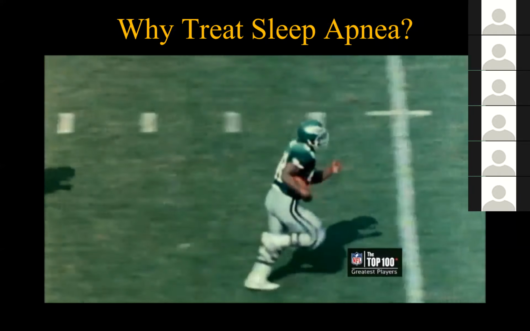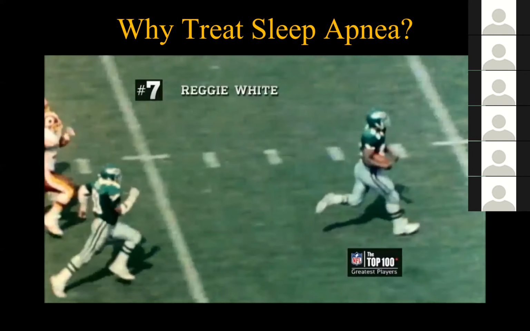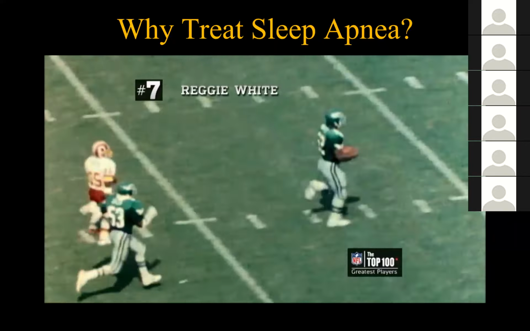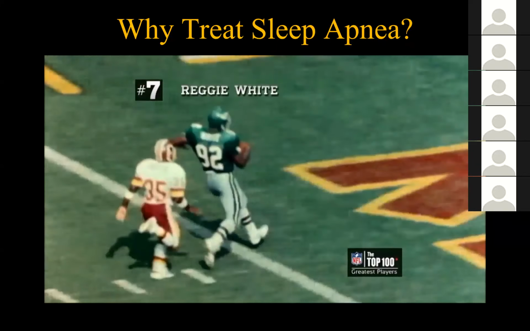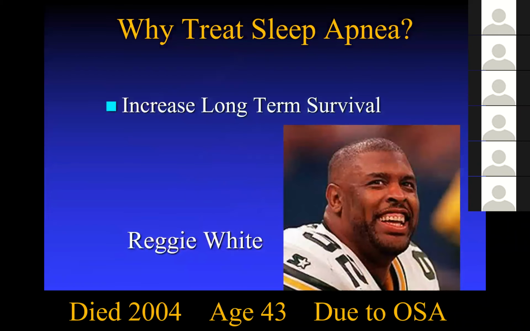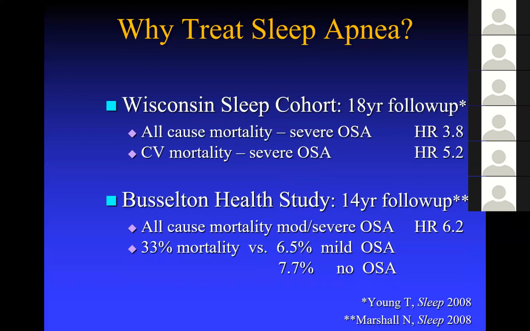In 8 seasons with the Philadelphia Eagles, Reggie White played in 121 games and recorded 124 sacks. So Reggie White, probably a little bit before your time, died due to obstructive sleep apnea.